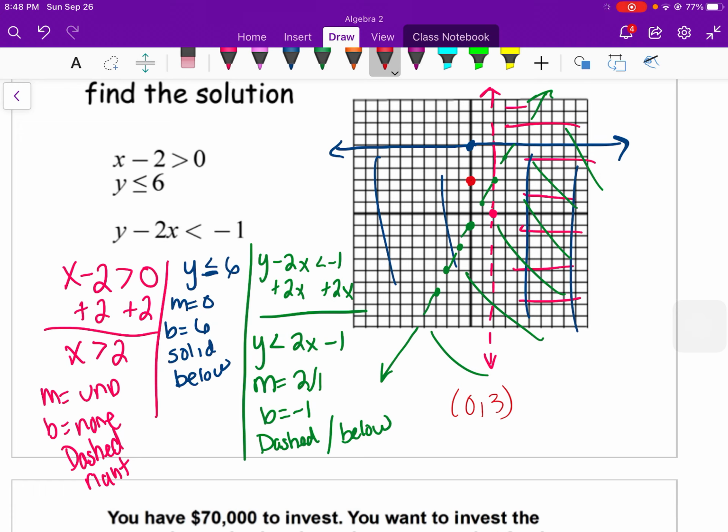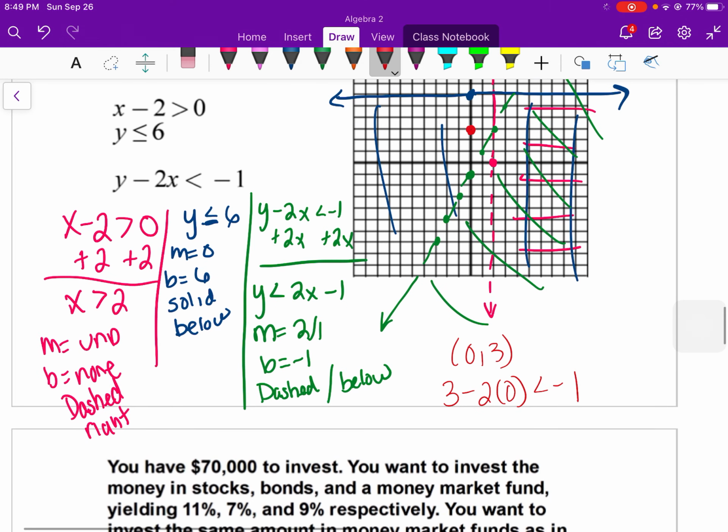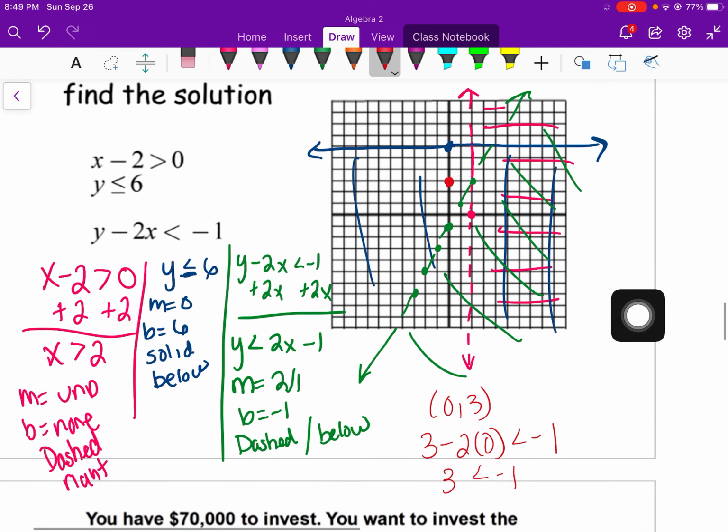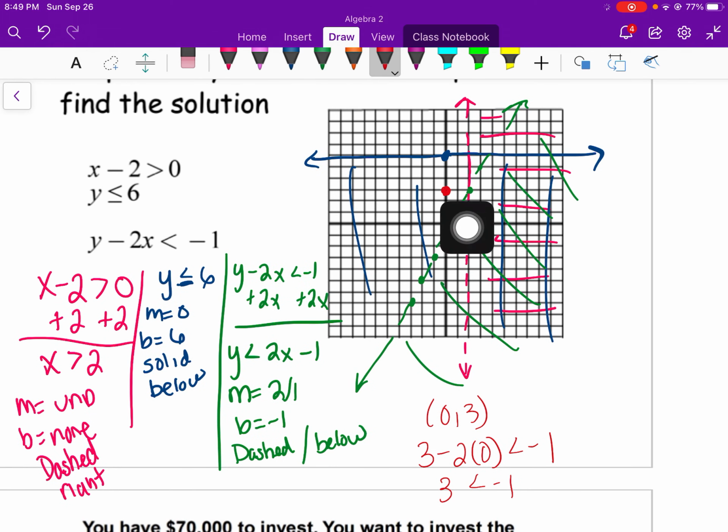(0, 3). Plugging it in, 3 minus 2 times 0 is less than negative 1. So I plugged it into the original. That's 3 is less than negative 1, which is not true. So this red point is not a solution to the green inequality, so I would shade the opposite side, which is down here. Then all my shading intersects right in this section. So those would be my solutions.